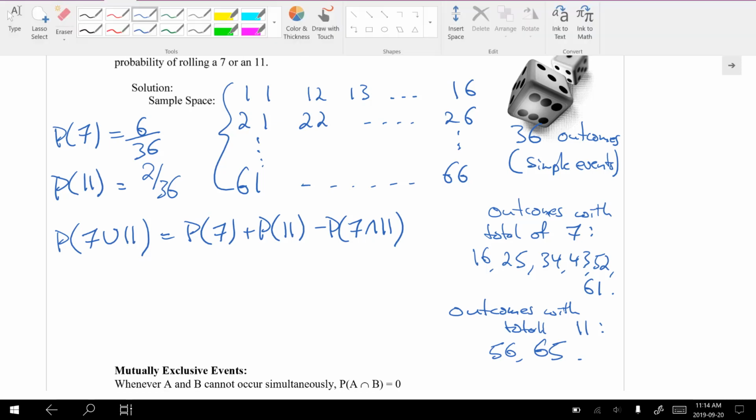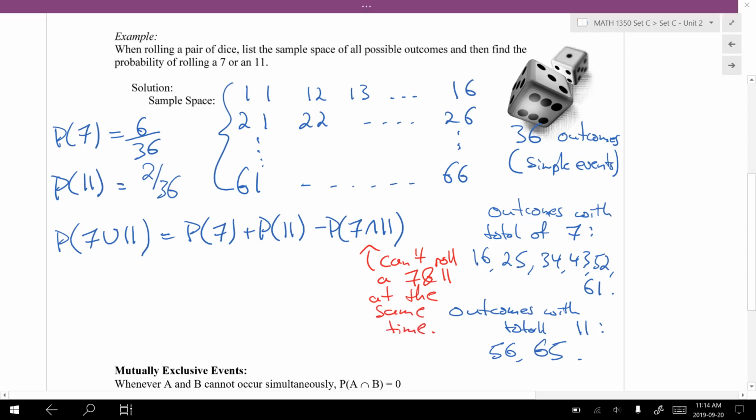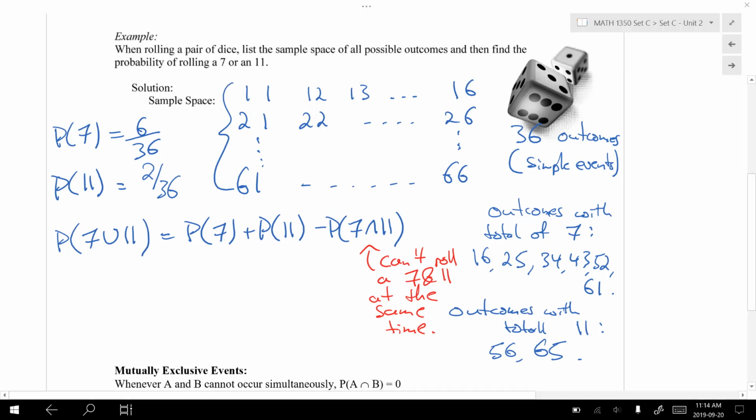Interesting thing to note here is that when you roll your pair of dice here, it's not possible for you to get both a 7 and an 11. The total is either 7 or 11. So this particular one here is impossible. You can't roll a 7 and an 11 at the same time. And so its probability is simply 0.